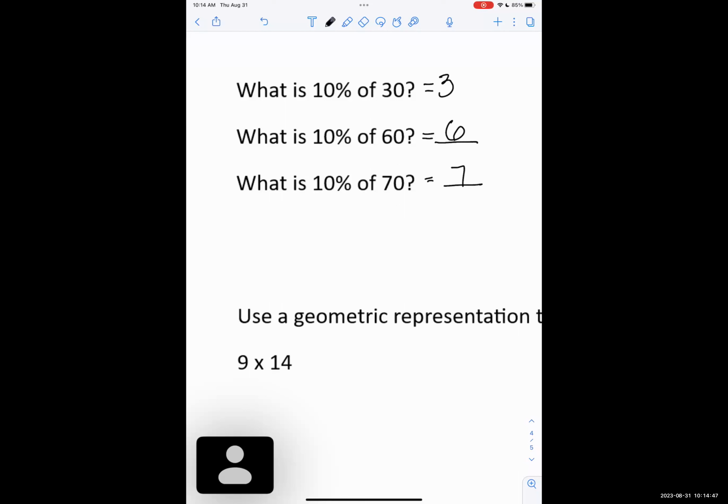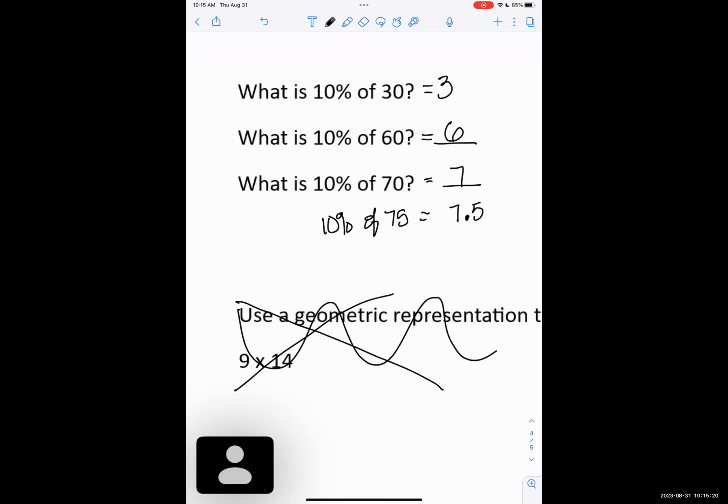Now, the tricky one is 10% of 75. You could take off a 0, but you can't just take off a 5. Does anyone have a guess? It would be 7.5. Yeah, it doesn't just disappear. The decimal moves over. Okay, we're going to do this for another day, not doing that one.